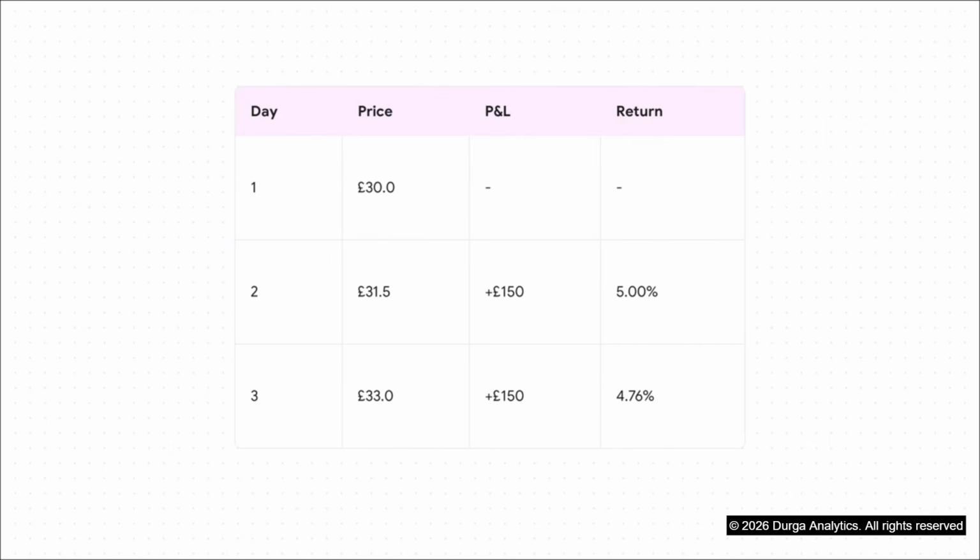Now look closely at day 3. The price moves from 31.5 to 33. That's another £1.50 jump. Our P&L is exactly the same, positive £150. But what about our return? It's 1.5 divided by the new, higher base of 31.5, which equals 4.76%.